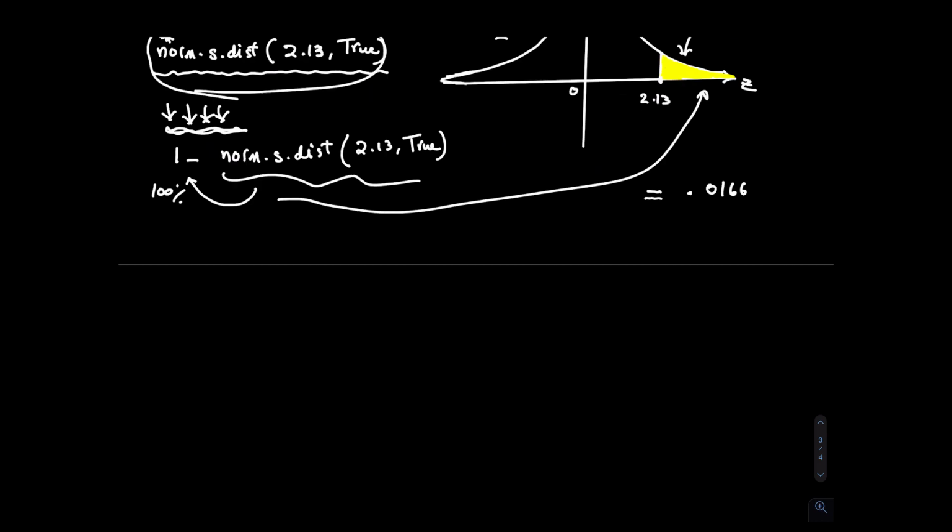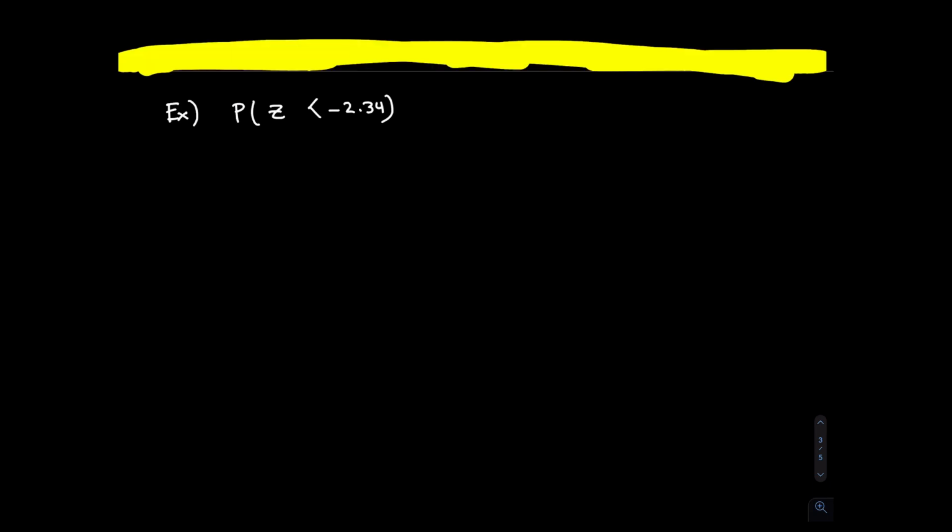Great, let's look at another one here. Let's see if I could cook another one. Let's say I'm asking you to find the probability, another example, that z is less than negative 2.34. All right, let's talk about finding the probability that z is less than negative 2.34.